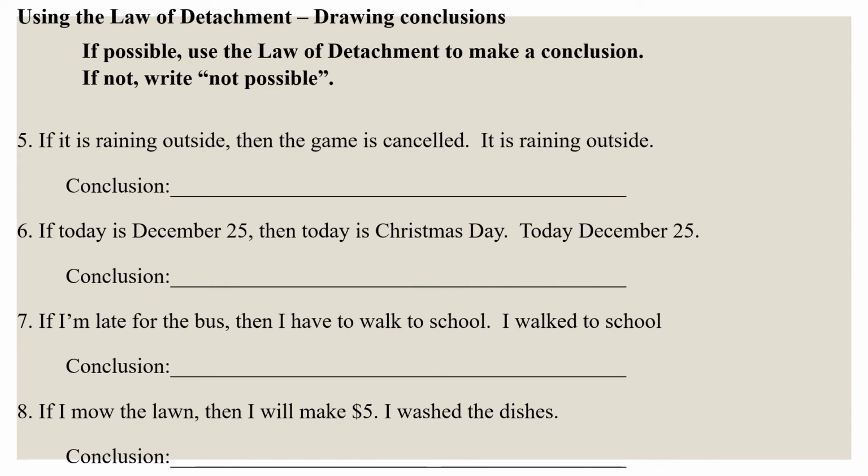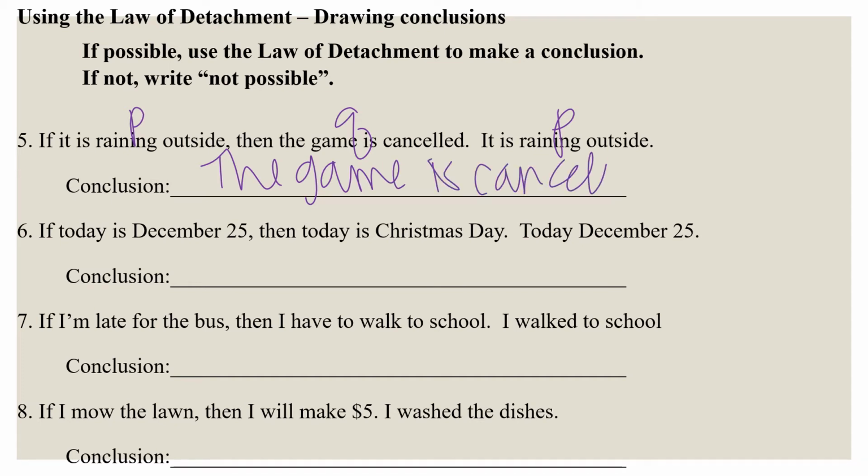If it is raining outside, then the game is canceled. If it is raining outside, the conclusion would be the game is canceled. For number 6, if today is December 25th, which would be my P, then today is Christmas Day. Today is December 25th, which would be my P, so then the conclusion would be today is Christmas.